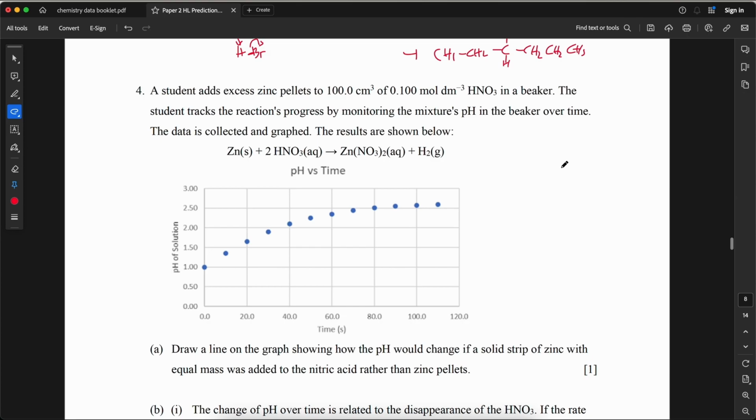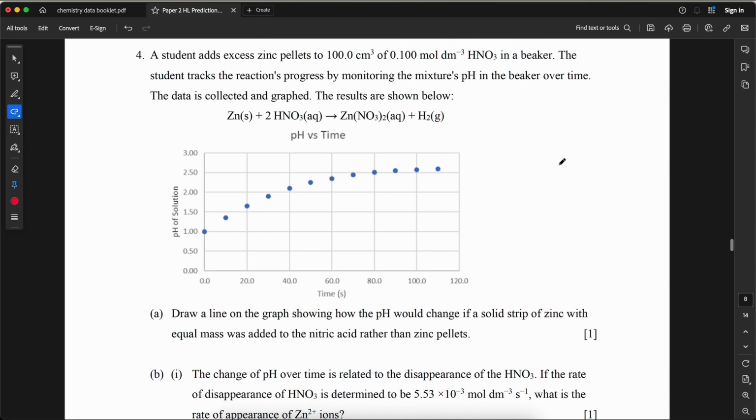A student adds excess zinc pellets to 100 centimeter cube of 0.1 molar HNO3 in a beaker. The student tracks the reaction's progress by monitoring the mixture's pH in the beaker over time. The data is collected and graphed. Draw a line on the graph showing how the pH would change if a solid strip of zinc with equal mass was added to the nitric acid rather than zinc pellets.